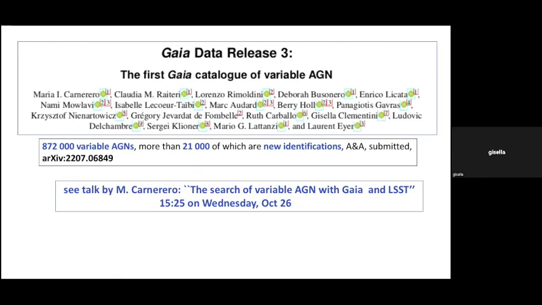Then another very interesting catalog is the first Gaia catalog of variable AGN. There are about 900,000 variable AGN in this catalog, of which 21,000 are new ones, and I'm sure that Maribel Carmenero will give you more details on this in our talk on Wednesday.